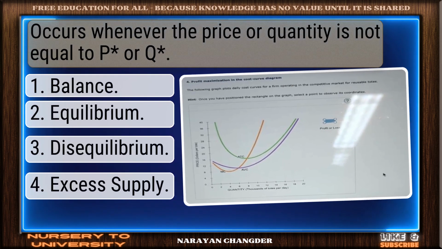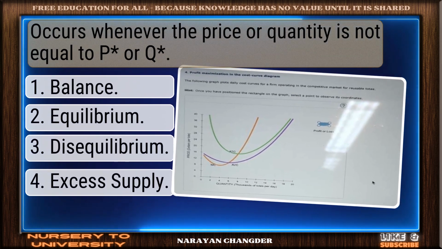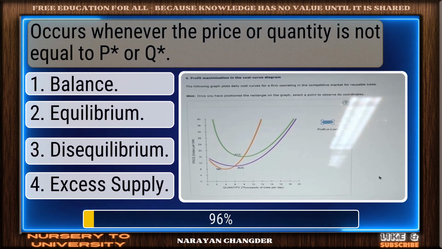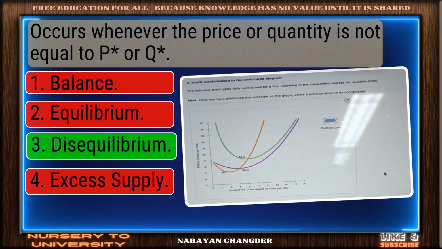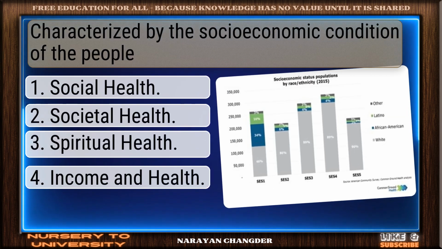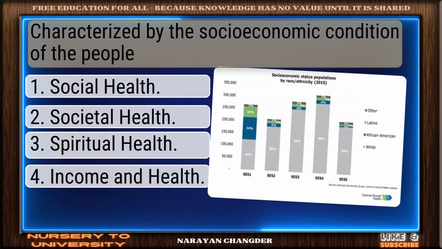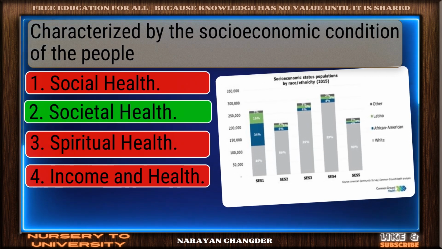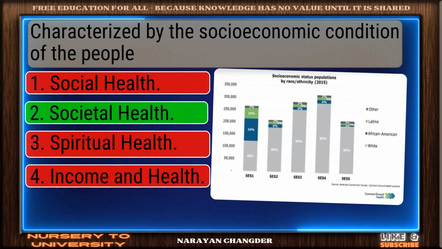Occurs whenever the price or quantity is not equal to P star or Q star. Perfect. Disequilibrium is the correct choice. Characterized by the socio-economic condition of the people. Great job. Societal health is the accurate answer.